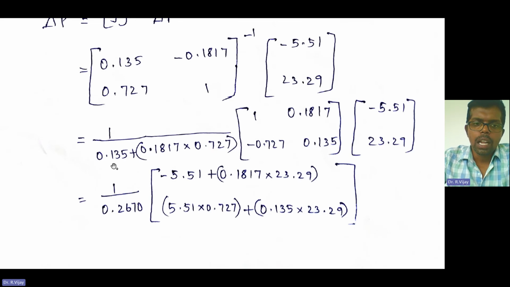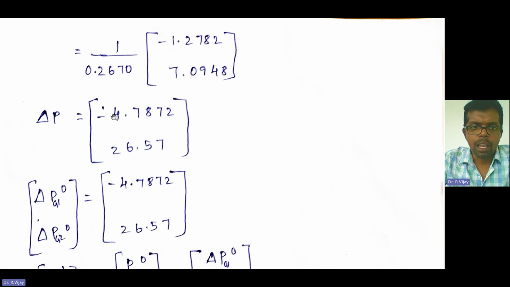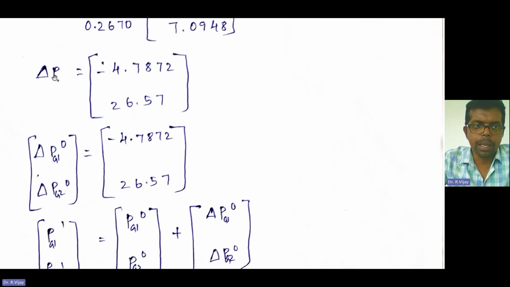So here we need to simplify this. We simplify 0.2670 and multiply this, so a 1 cross 1 matrix will come. Just multiply this: that is minus 5.51 plus 0.1871 into 23.29. Similarly here also, 5.51 into 0.727 plus 0.135 into 23.29. Simplifying this, you get the matrix as minus 4.7872 and 26.57. So that is the change in the P.